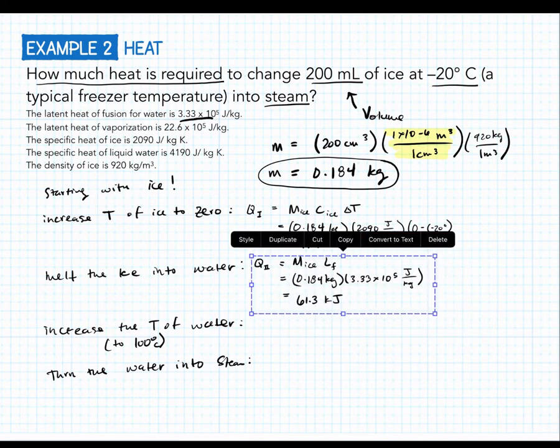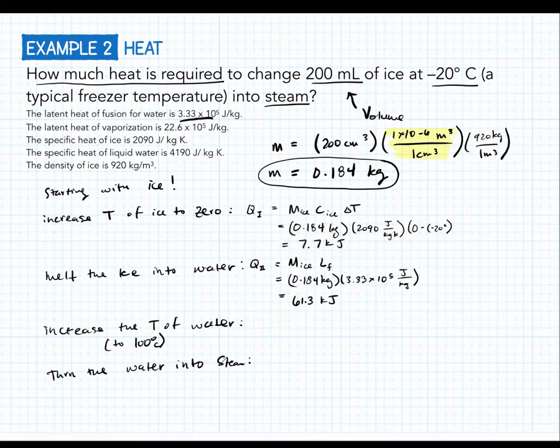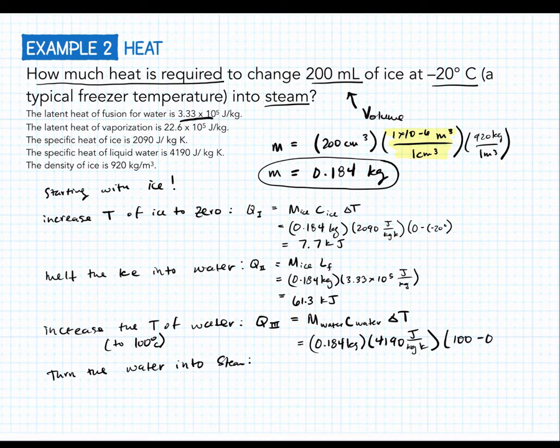All right, so heat ice, melt ice. Then we want to heat the water. Once again we use MC water delta T. Still 0.184 kilograms, the mass hasn't changed. But now we use the specific heat of water because we're dealing with water, and it's much higher than the specific heat of ice. It's 4190 joules per kilogram Kelvin. What's our temperature change? Well, we started at 0. What do we need to get to? 100. So we need to heat it up 100 degrees. You multiply those together, you get something big, like 77.